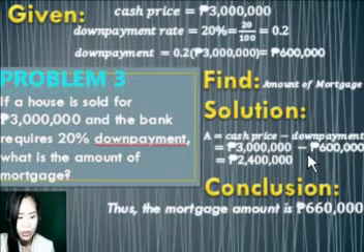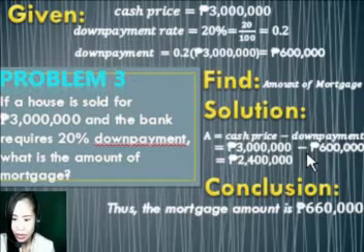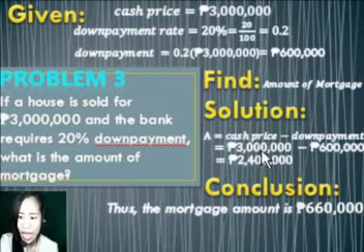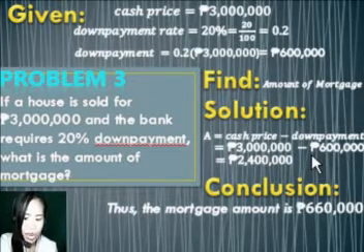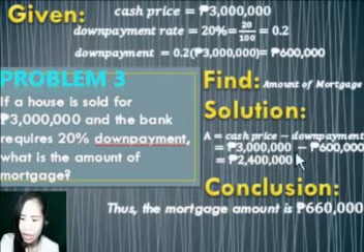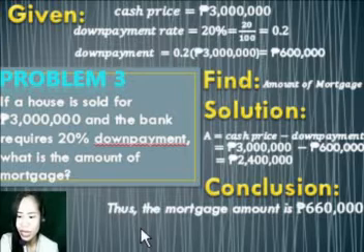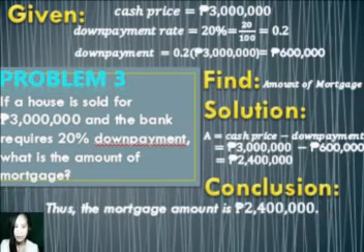Now the question is, what is the amount of mortgage? Mortgage is just the cash price minus the down payment. That is the total amount that one will pay after the given time. So we have here the cash price, 3 million pesos, minus 600,000 pesos, which is the down payment. The remaining balance is 2,400,000 pesos. Thus, the mortgage amount is 2,400,000 pesos.